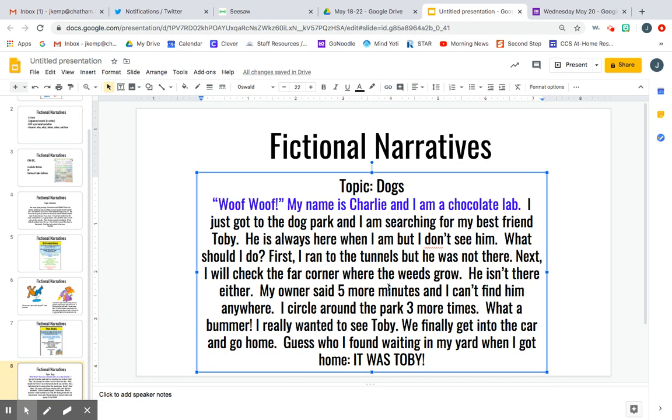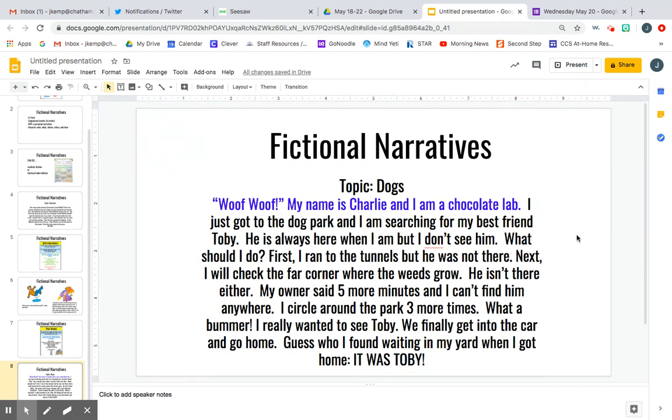Now the part in black is the part that's the body. That's the part that we're really focused on today. I just got to the dog park and I am searching for my best friend Toby. He is always here when I am, but I don't see him. What should I do? First, I ran to the tunnels, but he was not there. Next, I will check the far corner where the weeds grow. He isn't there either. My owner said 5 more minutes and I can't find him anywhere.